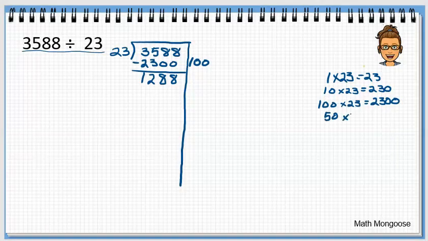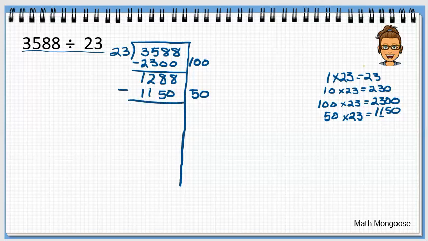50 23s. Now, if I know a group of 100 23s is 2,300, 50 is half of that. So what is half of 2,300? A half of 2,000 is 1,000 and a half of 300 is 150. So that's easy to figure out. Can I take away a group of 50 23s? I can put 50 here and then I'm going to subtract 1,150. Let's see what happens.